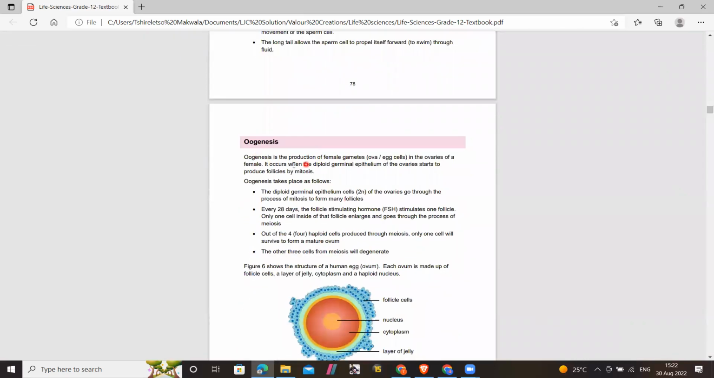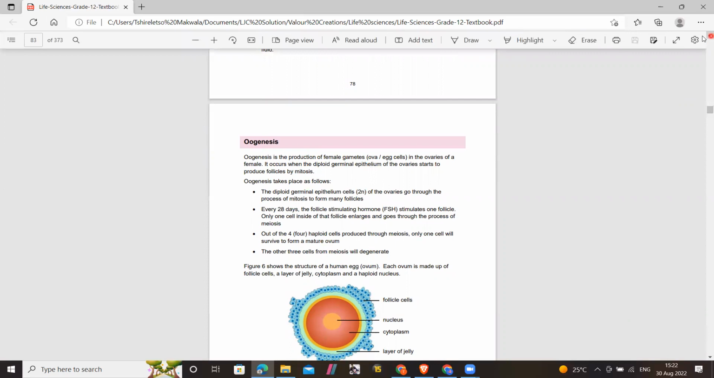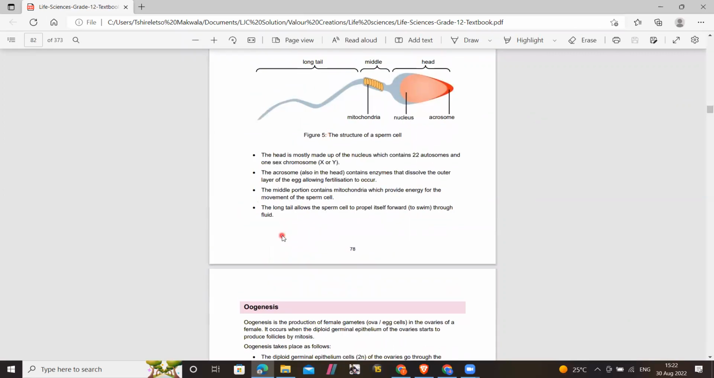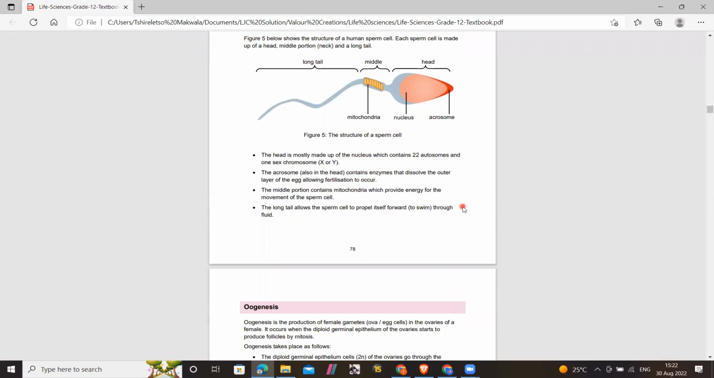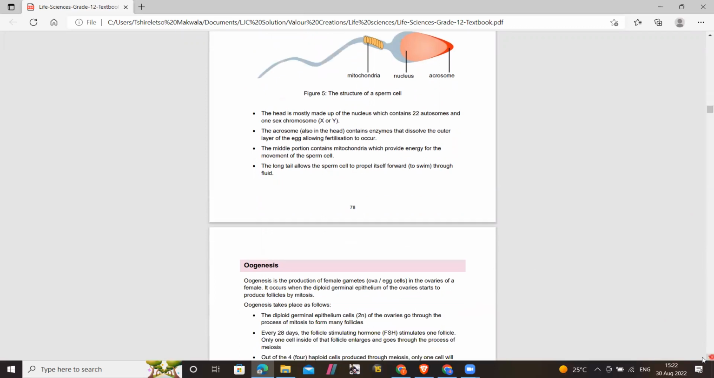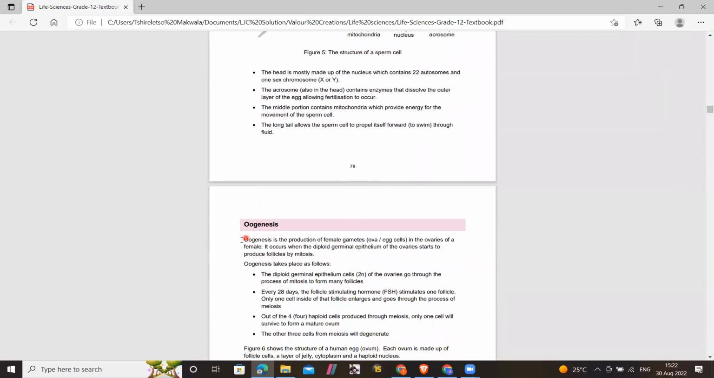Then we start oogenesis, right? And let me tell you, during reproduction, when the male releases his semen, the semen has a lot of these cells, a lot of these cells. And basically, let's go here. It says oogenesis is the production of female gametes, so egg cells, in the ovaries of a female.